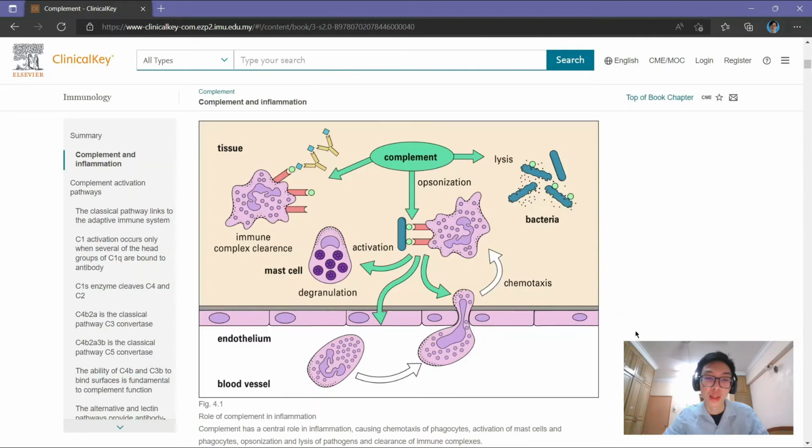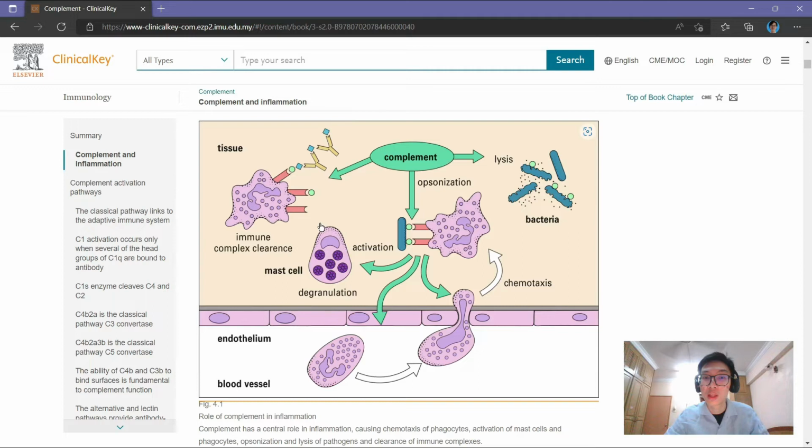You can see the complement system can contribute to bacterial lysis. There's opsonization, which helps with chemotaxis. There's also degranulation of the mast cells, and lastly, it also helps with immune complex clearance. So it works together with the antibodies to help the body fight infections. The complement system is working in a lot of ways.